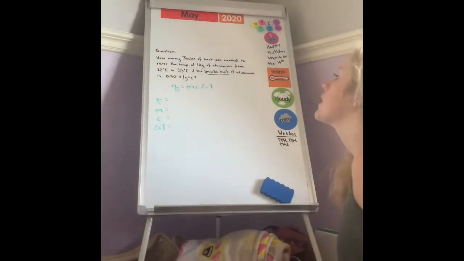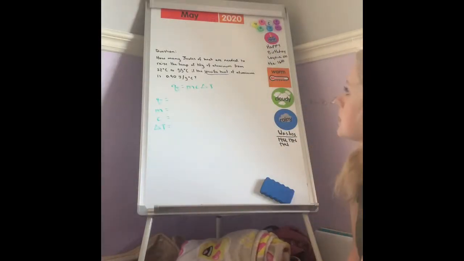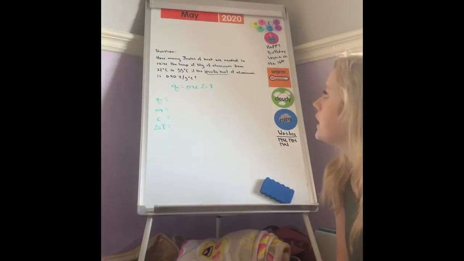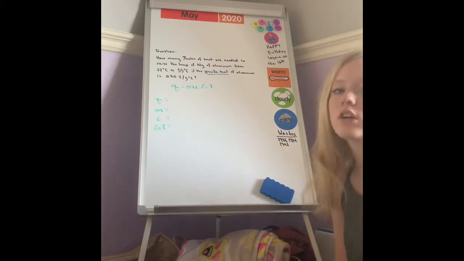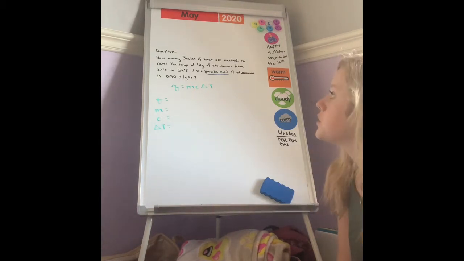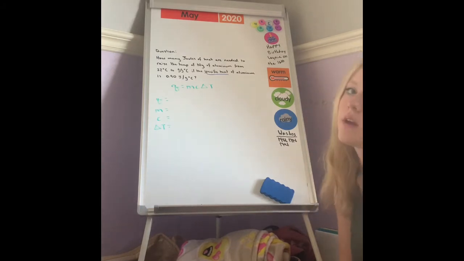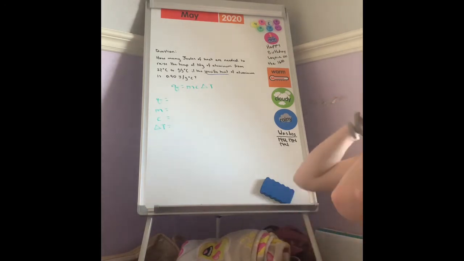So the second question is, how many joules of heat are needed to raise the temperature of 10 grams of aluminum from 22 degrees Celsius to 55 degrees Celsius if the specific heat of aluminum is 0.9 joules over grams degrees Celsius.